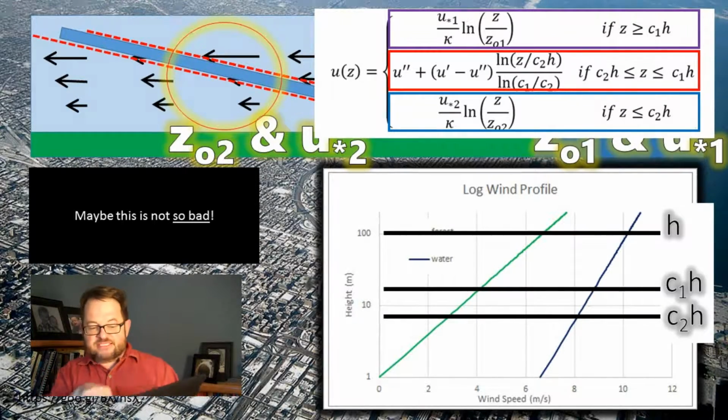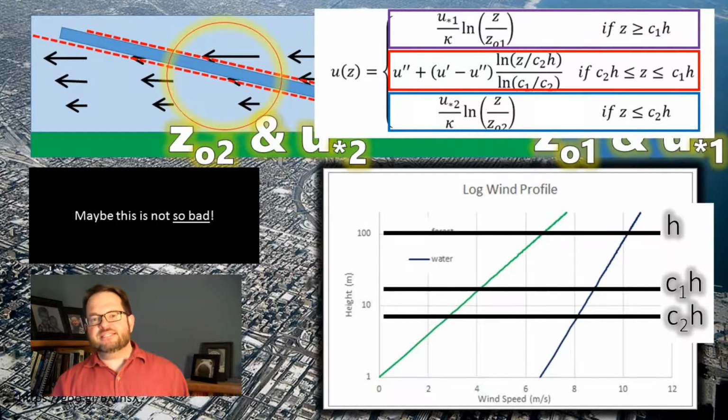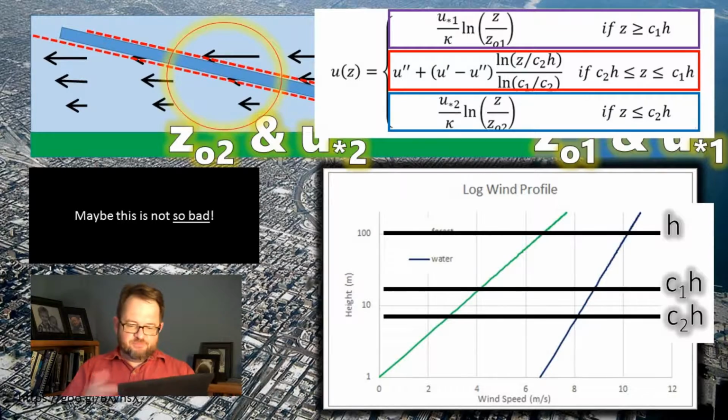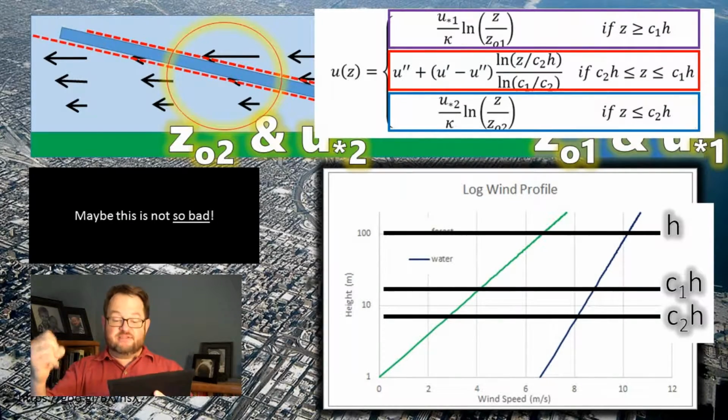Again, thinking about this on this semilog paper here, we're going to have some height H that is the top of the internal boundary layer. Remember, it's a part of the boundary layer, and I hate the fact that it has a name so close to boundary layer. But okay, in this case I just drew H at 100 meters. 100 meters is a perfectly reasonable height for the top of the internal boundary layer, and I just put a solid line there. Then C1H is 30% of that, and C2H is 9%.